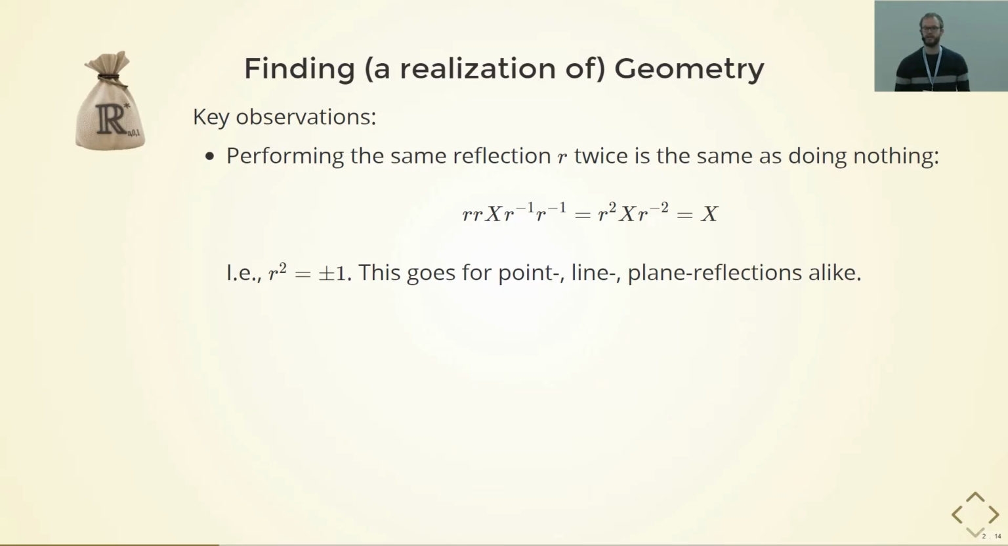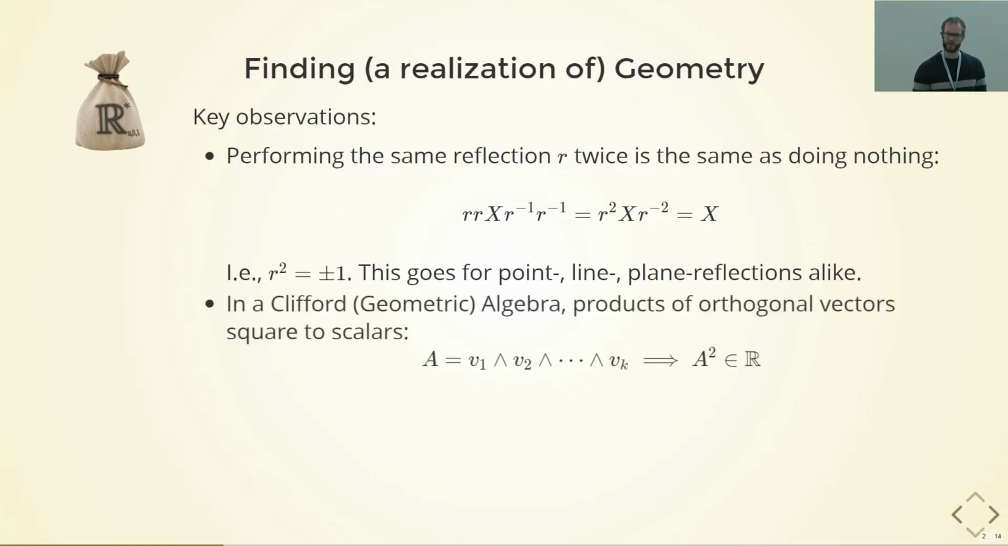So now we are ready to find the realization of this geometry. And there are some key observations. The first one is, as we've talked about now, doing the same reflection twice is the same as doing nothing. So that means that if in this conjugation I act with a reflection R on an element X, and I do that twice, that should be the same as just getting X back. That means that R, the reflection, should square to either positive or negative 1, right? The sign here doesn't matter. And the key point is that that goes for point, line, and plane reflections all the same way, right?